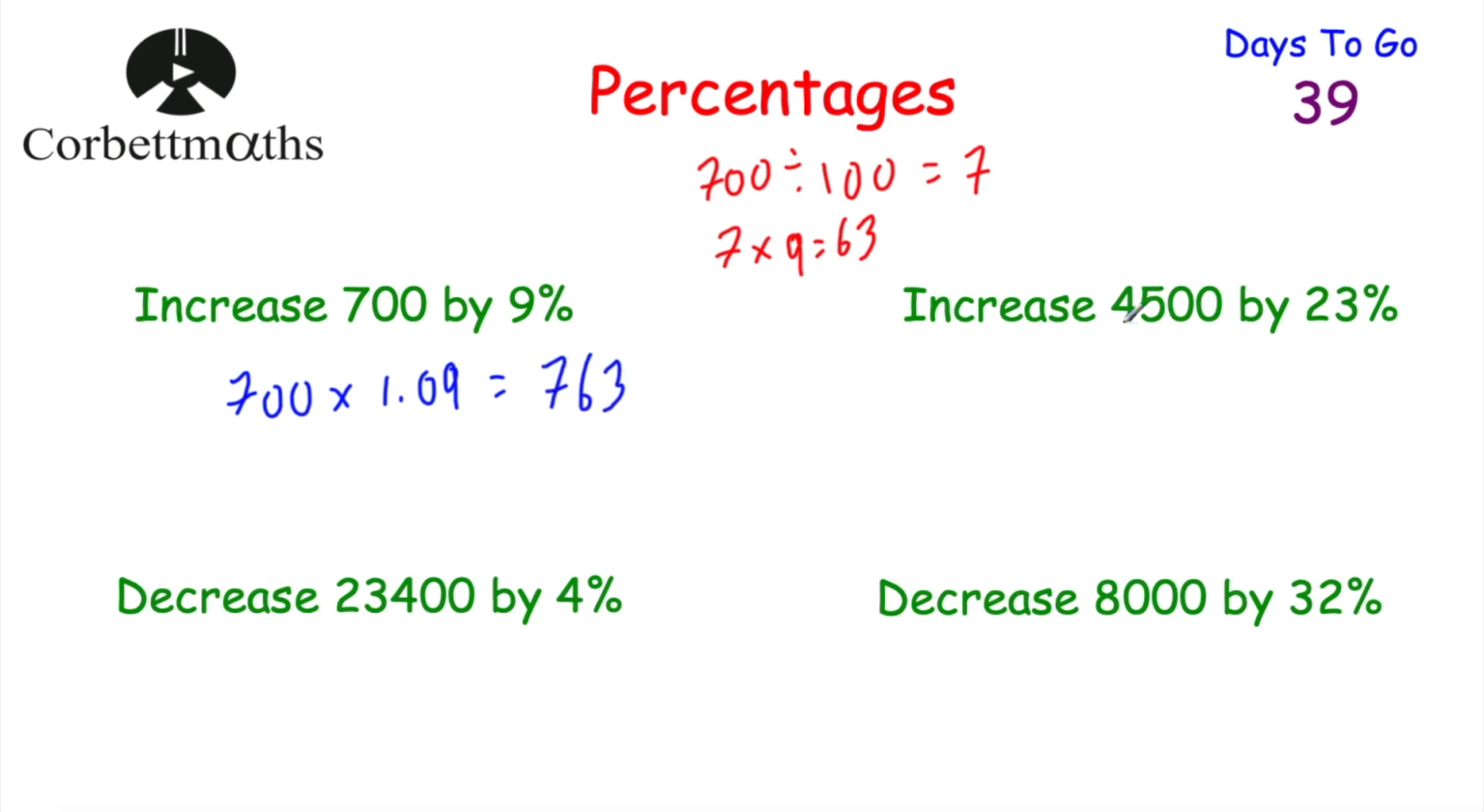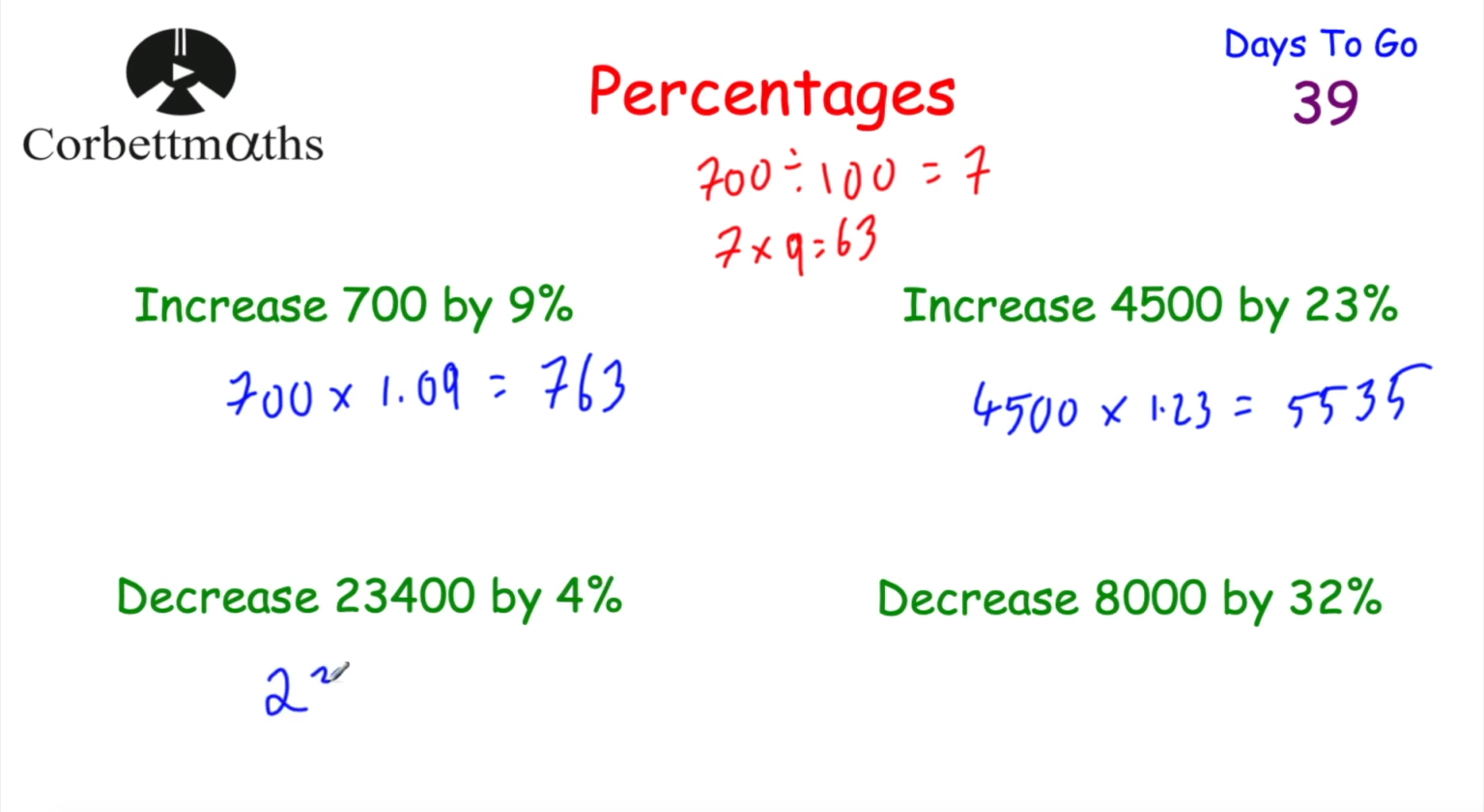Okay, next we want to increase 4,500 by 23%. So let's multiply by 1.23, because if we increase by 23%, we'd have 123%, and as a decimal, that's 1.23. So when we do 4,500 multiplied by 1.23, that's equal to 5,535.